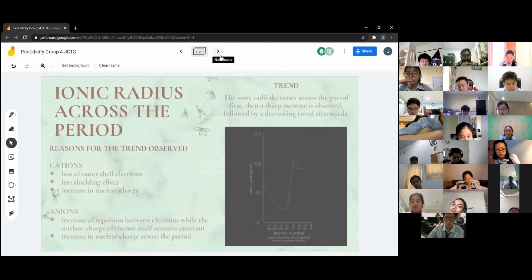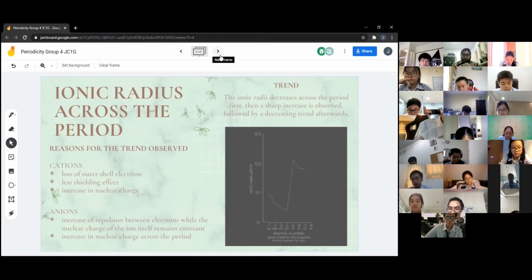The trend on this graph for ionic radius against atomic number is different. There will be a steady decrease up to silicon, where there will be a sharp increase, followed by a steady decrease. The cations will be smaller than their atoms, as they have lost their outer shell electrons, and there will be less shielding effect when compared to their atoms. In addition to that, the nuclear charge will attract the valence shell electrons, which will be in the second principal quantum shell, and this will further decrease the radius.